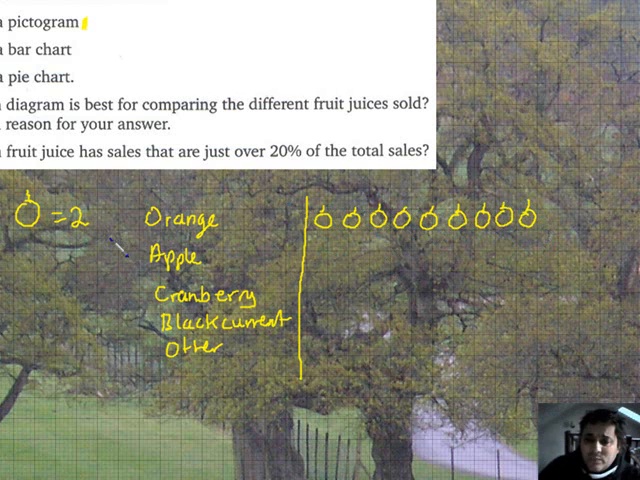Right, apple. 8 apples. Well, 8 divided by 2. So I must have 4 of these. 1, 2, 3, 4. And it doesn't matter that the circle's not perfect. You're clearly trying to show that that's worth 2 in the same way that's worth 2. Cranberry is 3.